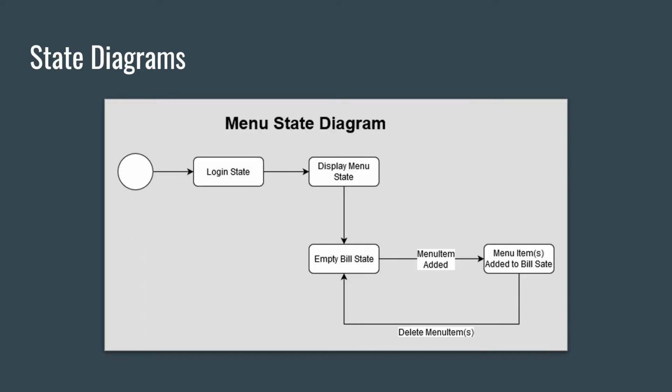Lastly, for our state diagrams, we have the menu state diagram. First, the user begins to log in, which then moves on to the display menu state. The bill state will be empty at first, and then as each menu item is added or deleted, the state will change accordingly. This will go on till the customer is ready to check out.